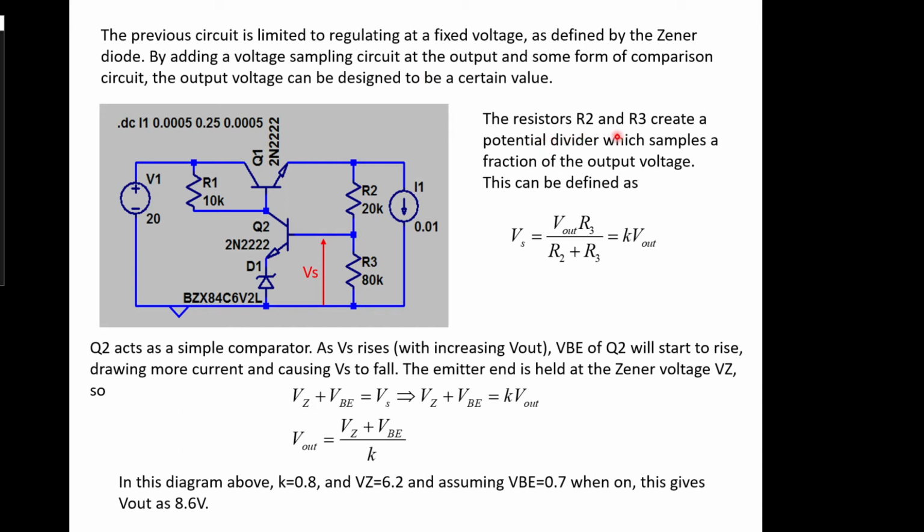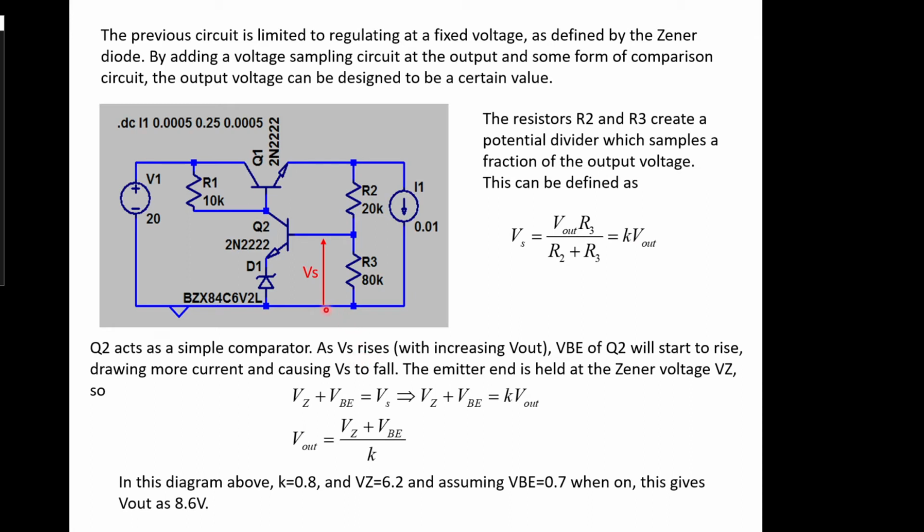The resistors R2 and R3, these ones here, give us this potential divider, and that will sample a fraction of the output voltage. So it's whatever Vout is times R3 over R2 plus R3, which is just the potential divider equation. So this voltage here is a fraction of this voltage here, and it's easier just to call that fraction K rather than R3 over R2 plus R3.